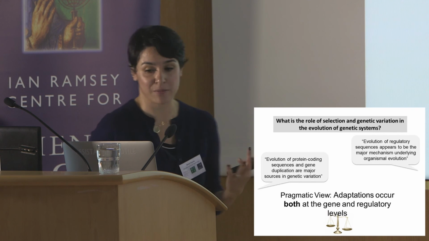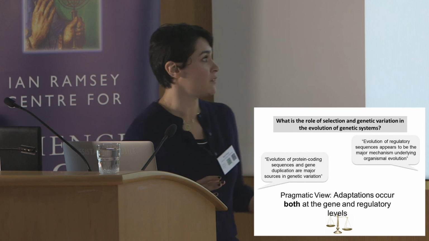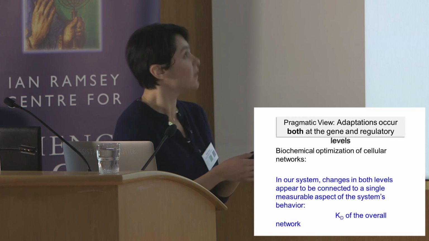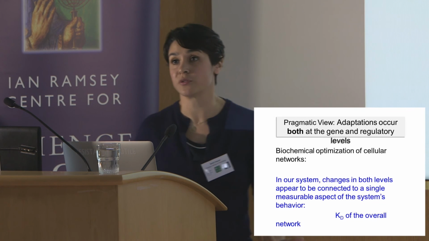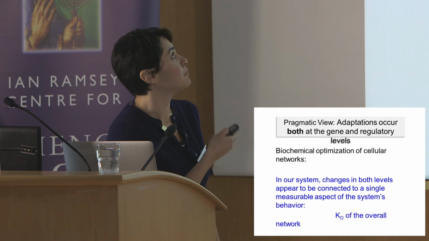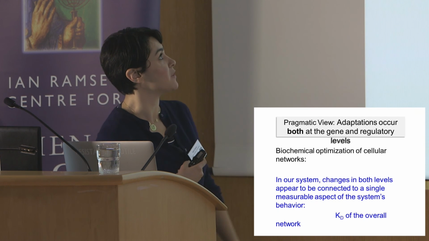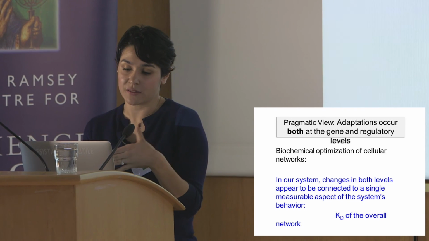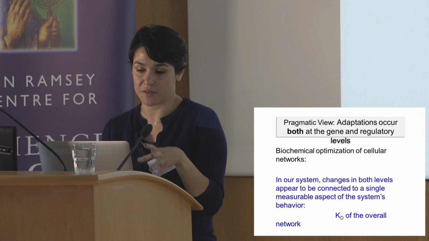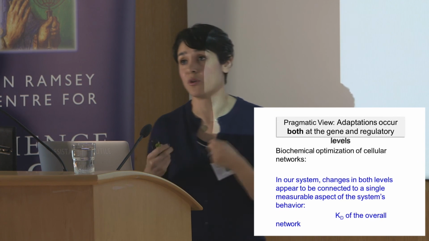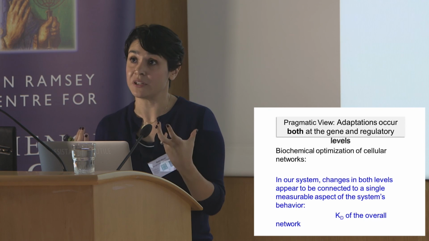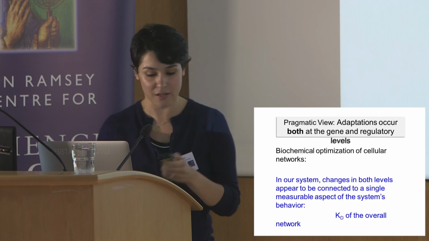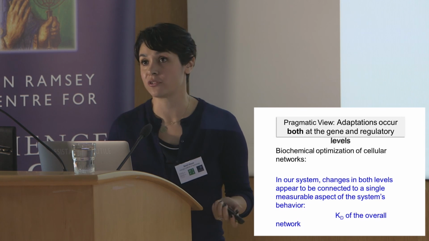In my system, the pragmatic view is that adaptations occur both at the gene and regulatory levels. And the view is that they do happen and they converge on the same adaptive solution, which is to modify the biochemical optimization of cellular networks. The changes at both levels appear to be connected in a single measurable aspect of the system's behavior, the KD, the binding of the overall network, which is the determinant factor in the response of the system. That is the biophysical attribute that is the major determinant.